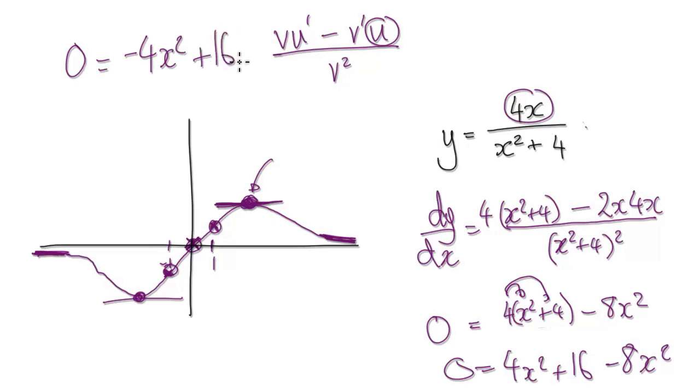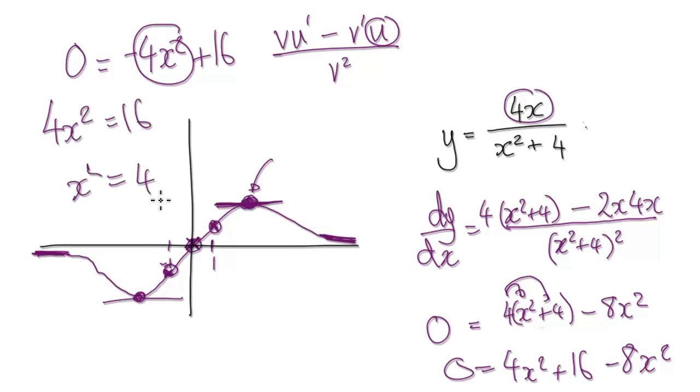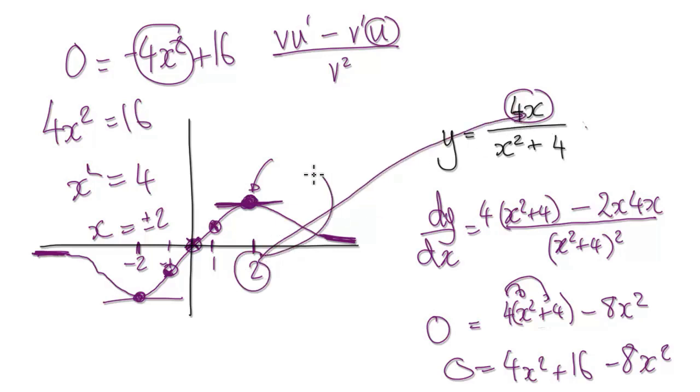Plus 16. So now add this to both sides. That will then give you this, divided by 4, that, and then square root both sides. So that will be plus or minus 2. So you know that this will be 2, and then this here will be negative 2. If you want to know the height, the y value, then put this back into the original equation, and it will jump to here.